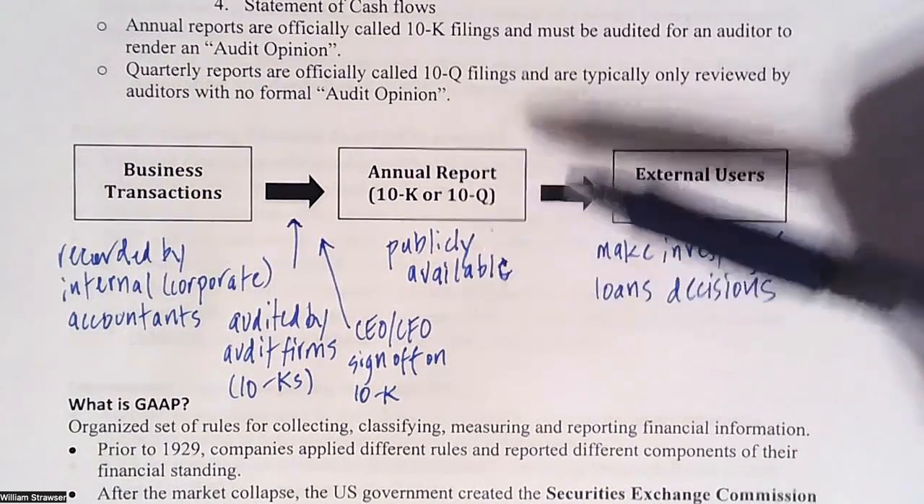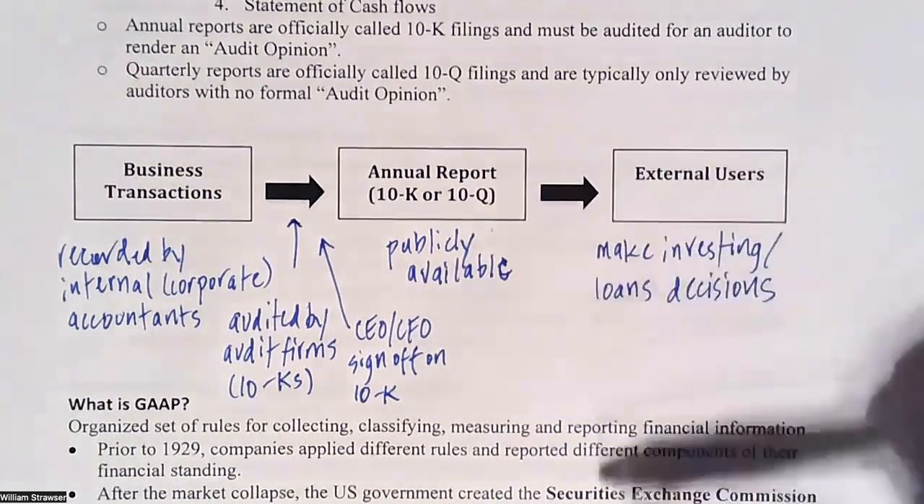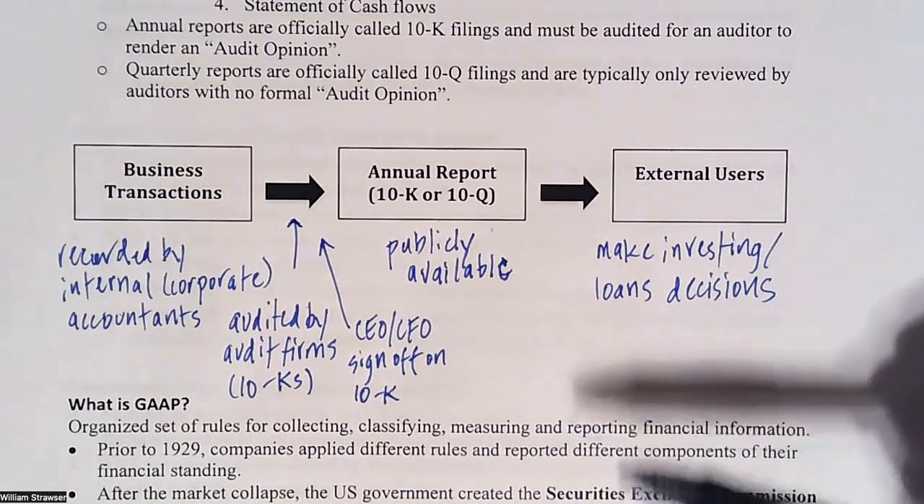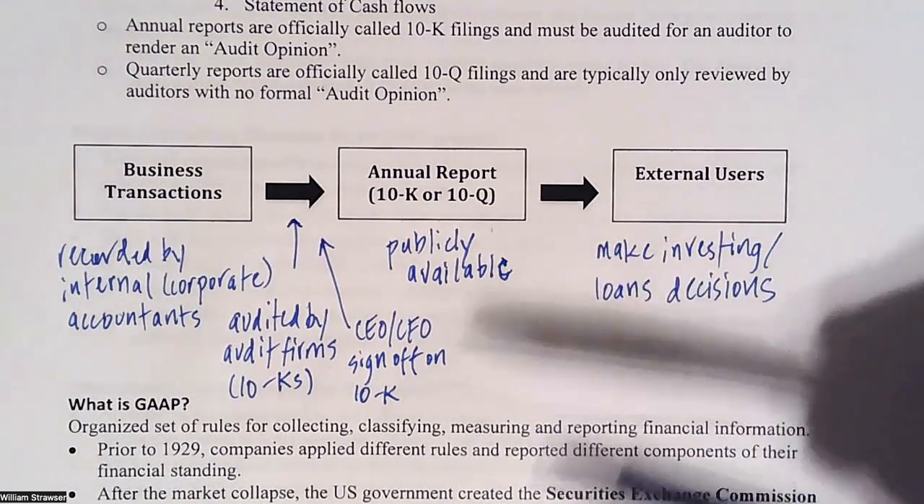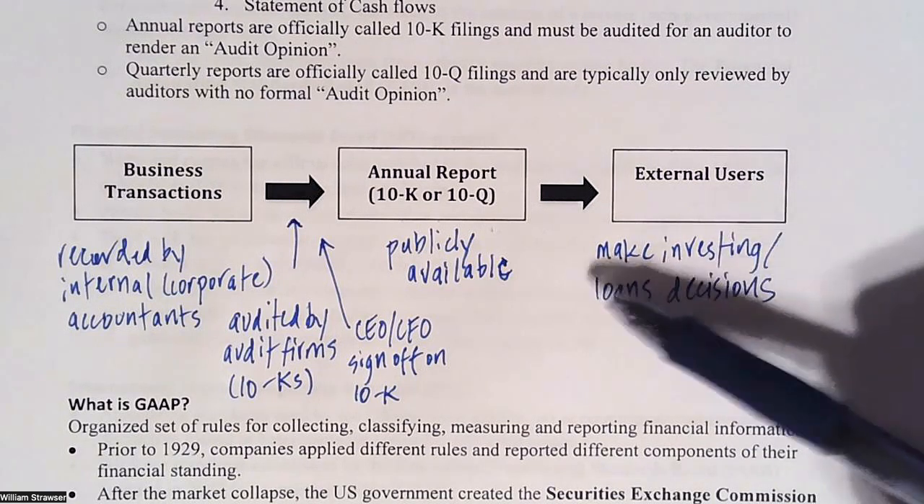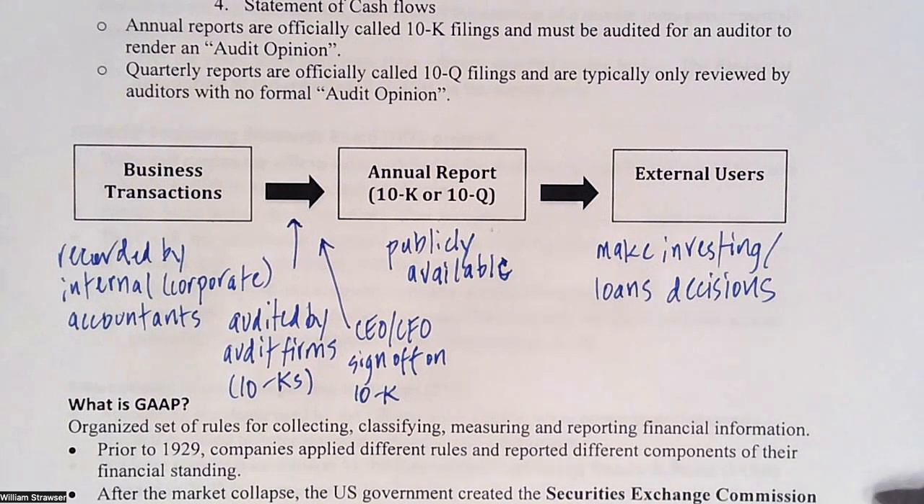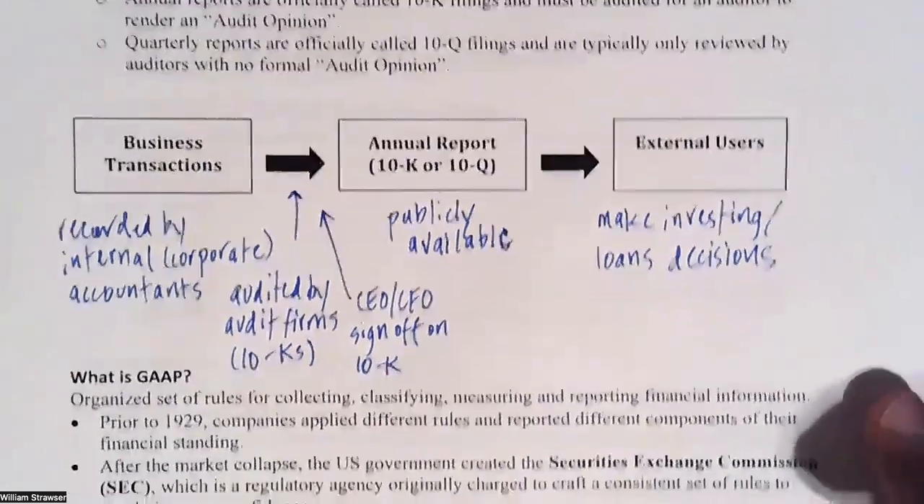The SEC checks them for compliance again. So we have a multi-tiered system under which we are scrutinizing the validity of these reports so that these external users can make investing decisions, loan decisions, whether or not they want to give the company their money and whether the company will use it efficiently.